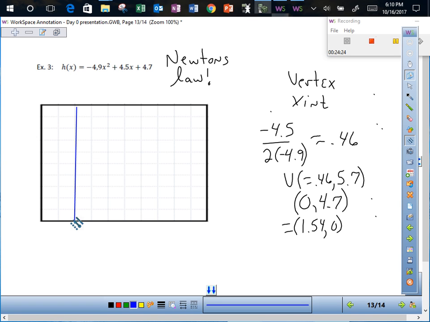I don't need much below, so I might put my x-axis maybe right there. So now let's decide what to count by. I need to get up to at least 5.7. So 1, 2, 3, 4, 5, 6, 7. I can count by ones on here if I'd like. So that would be -3, and that would be 1, 2, 3, 4, 5, 6, 7.